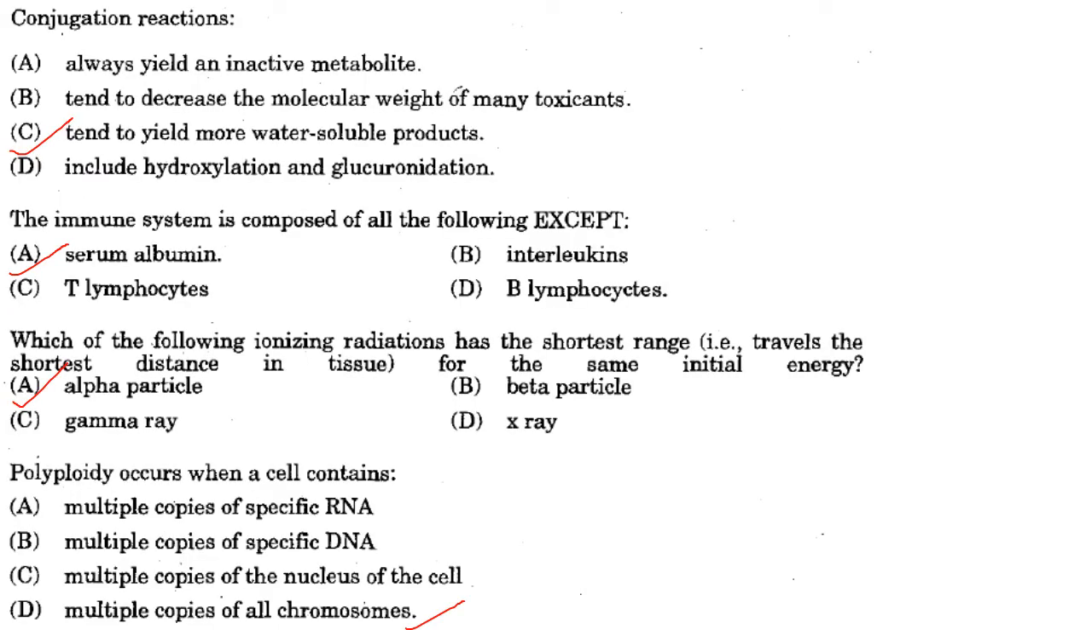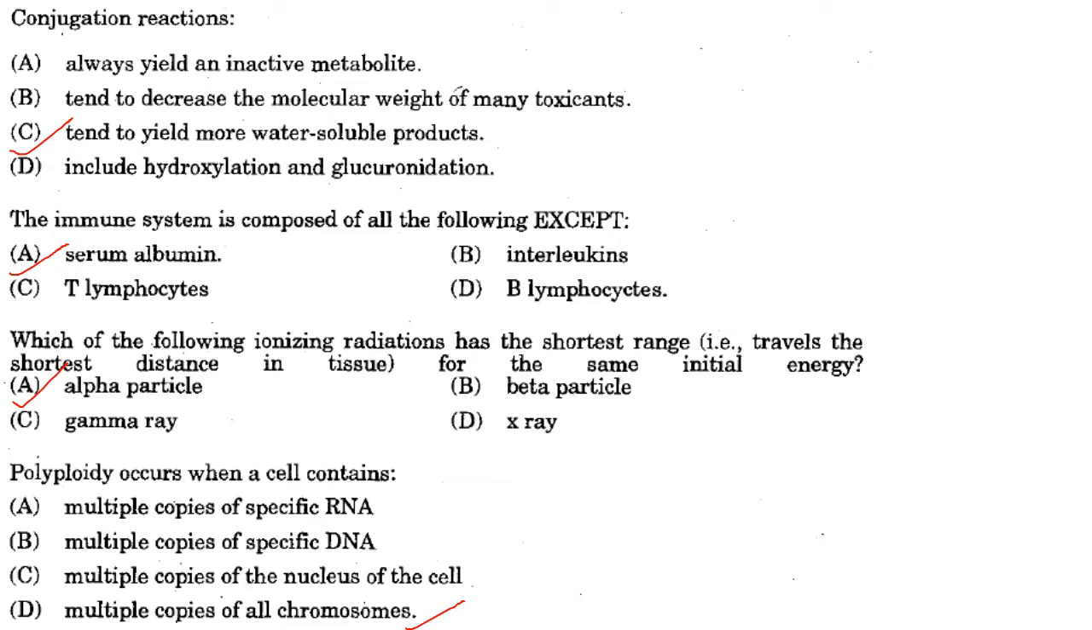So next one. Conjugation reactions always yield an inactive metabolite, tend to decrease the molecular weight of many toxicants, tend to yield more water soluble products, include hydroxylation and glucuronidation. So conjugation reactions tend to yield more water soluble products. Answer is option C. Then next one.